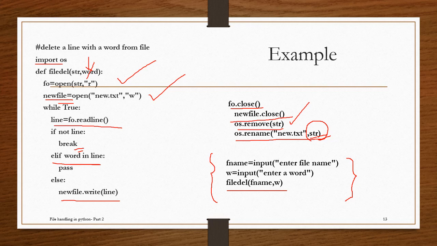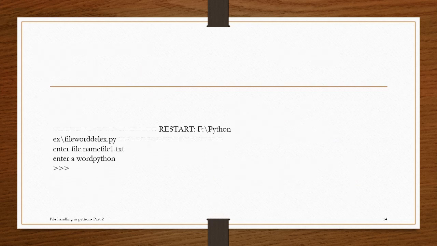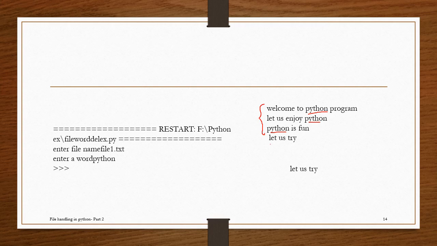We'll see the output now. The user is asked to enter the file name, and enter the word Python. Initially the file contains: welcome to Python program, let us enjoy Python, Python is fun, let us try. After the execution of the program, there is only one line in the file. What is that content? Let us try. Why? Every other sentence or line contains the word Python. So these three lines are removed from the file and only one line remains, which is let us try. So that is the end of this program.